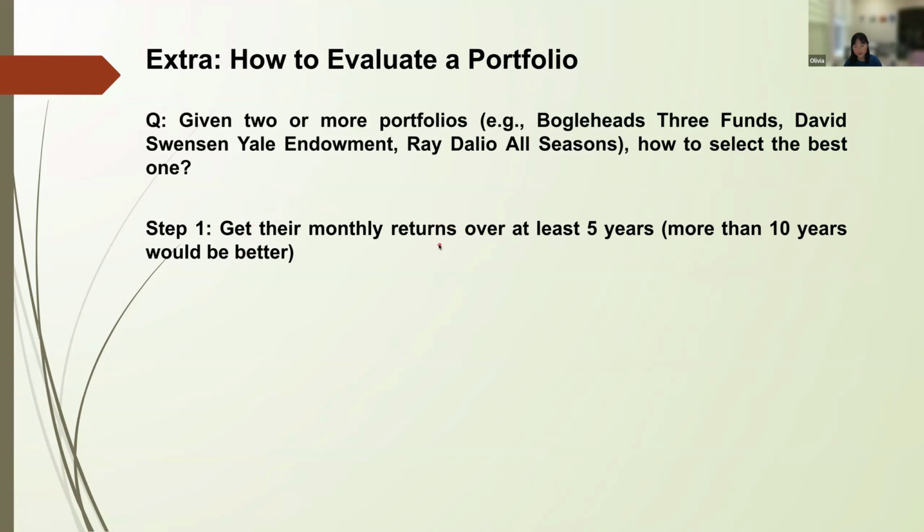So number one, get your monthly returns over at least 5 years. This is for a portfolio. If I am choosing between mutual funds, I would get the monthly return of a mutual fund over at least 5 years. More than 10 years would be better, but some mutual funds don't last that long.